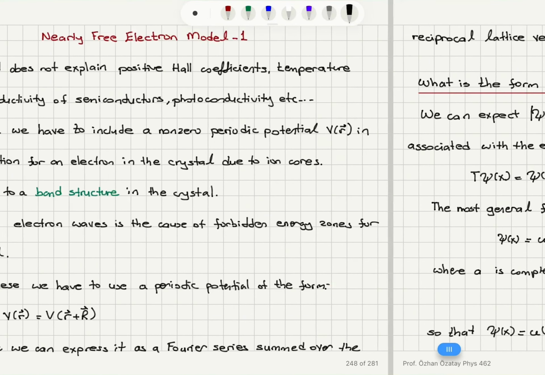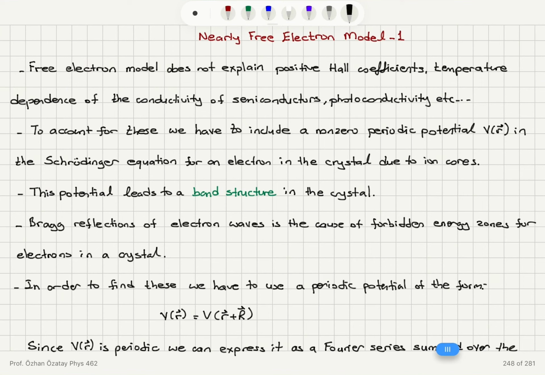we have basically discussed the fact that we cannot use the free electron model to explain all physical phenomena such as positive Hall coefficients, behavior of semiconductors, etc. And to account for these, we introduced a periodic potential which gave us the bands, the band structure of a crystal, and we will find that due to Bragg reflections at the zone boundaries and standing wave solutions that form due to the interference of these solutions, we will find energy band gaps at the zone boundaries.